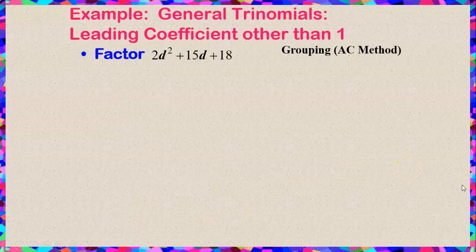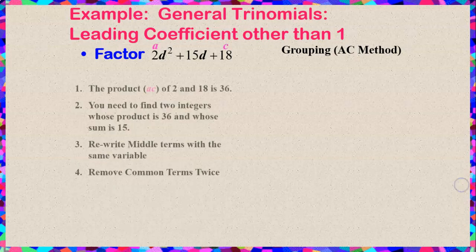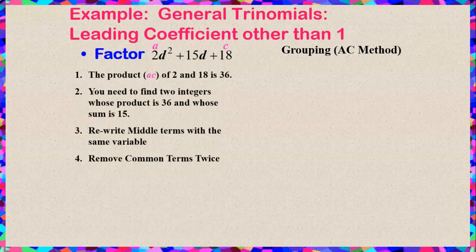When your leading coefficient isn't 1, then you're going to use grouping method, box method, cab method. There's a lot of them out there. Just make sure you can do what you do well. The first thing is the same on all of those factoring methods, and that is you take the a value, which is in front of d squared, and the c value, which is 18, and you multiply those two things together, and that gives me 36.